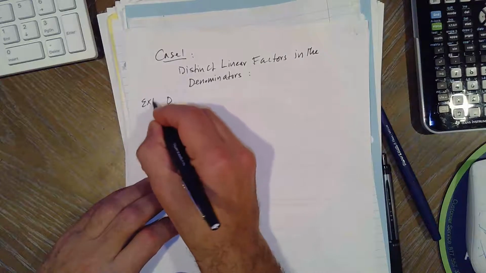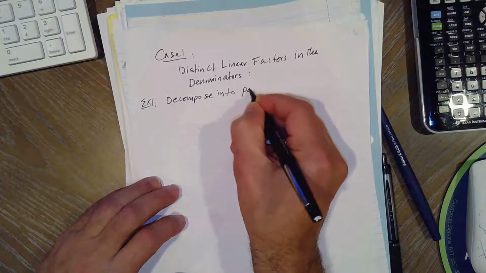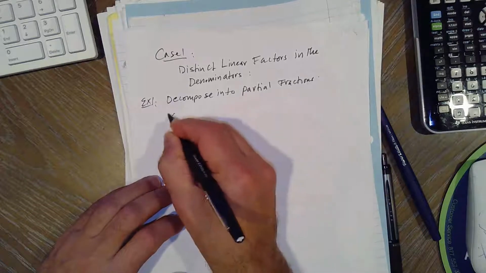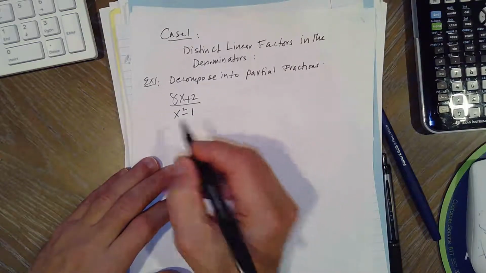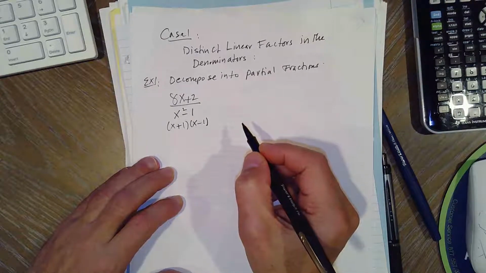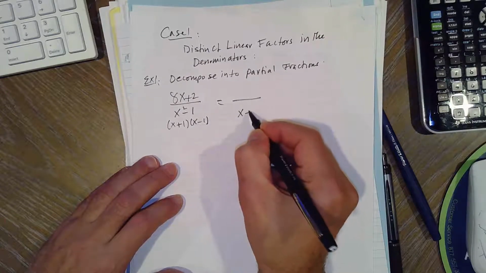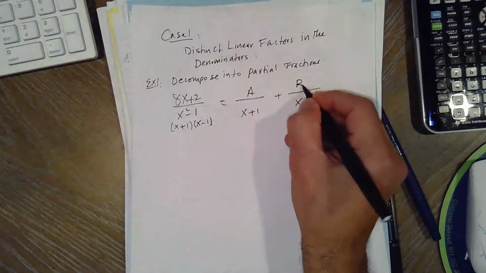Example 1, decompose into partial fractions: 8x over x squared minus 1. The first step is to factor the bottom. The bottom is going to be x plus 1 times x minus 1. Write out a partial fraction for each factor. So each factor, x plus 1 and x minus 1. Since we have a linear factor at the bottom, we're going to put a constant on top. So we put an A and a B, any constants.